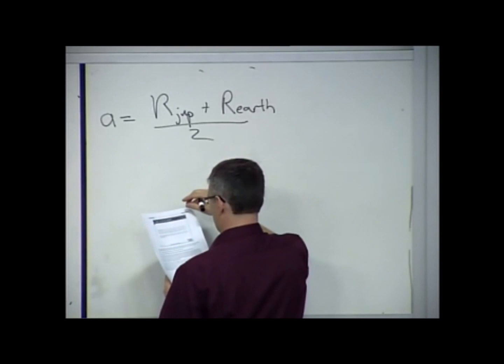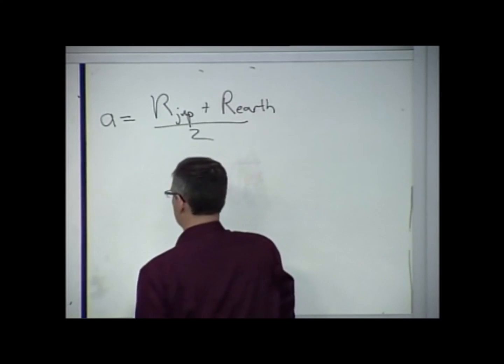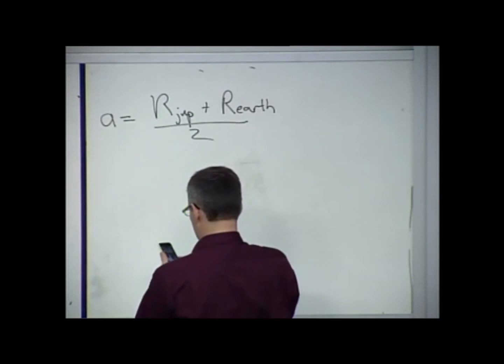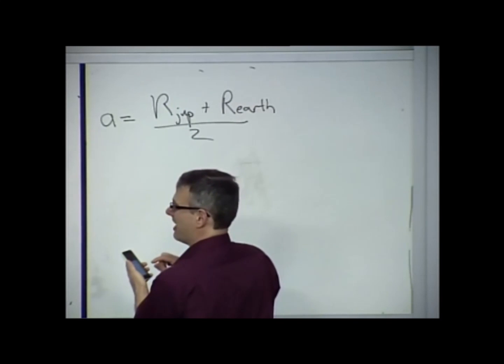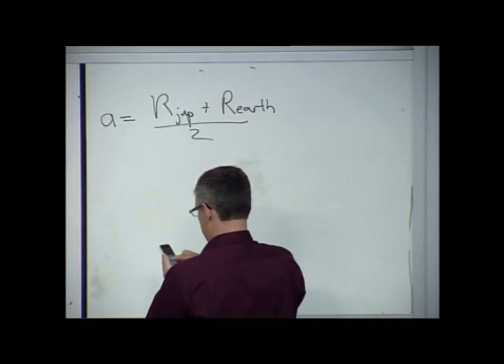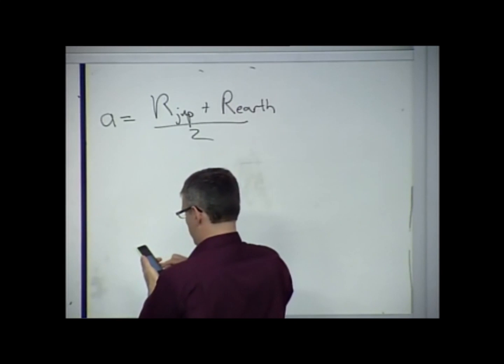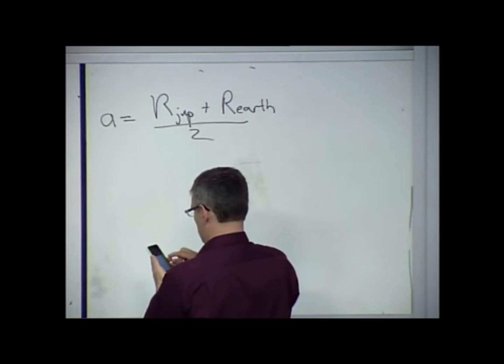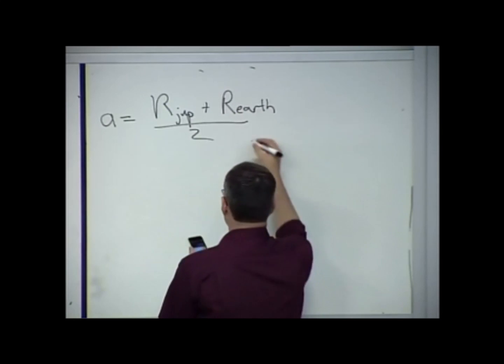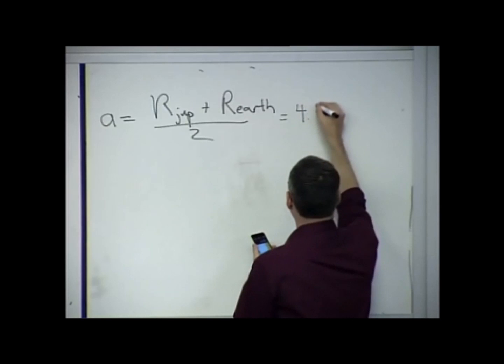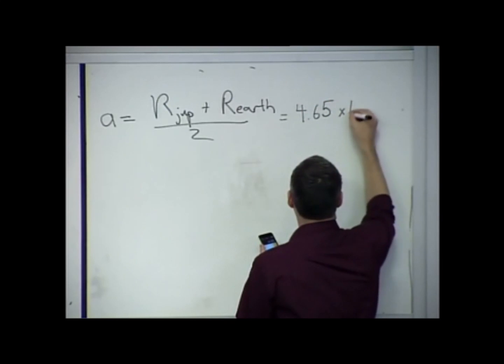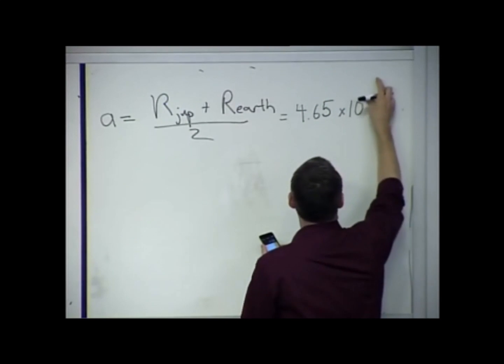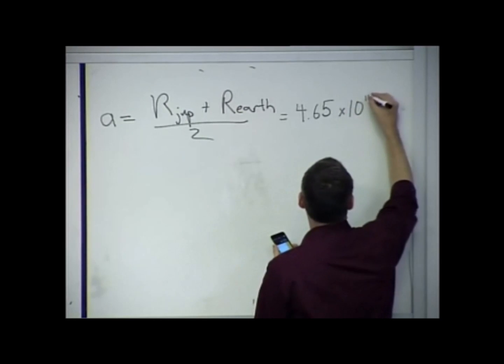And let's see here. Let me get my calculator out so I don't do any boo-boos on the board. Let's see, we have 7.78 plus 1.52 divided by 2. So this gives me a semi-major axis of 4.65 times 10 to the 11th meters.